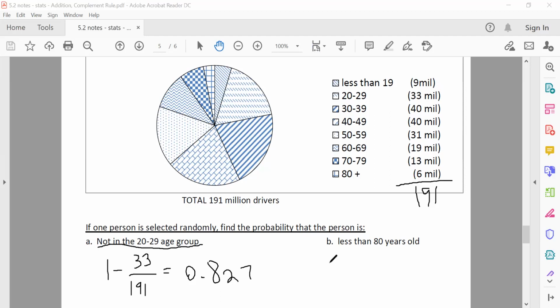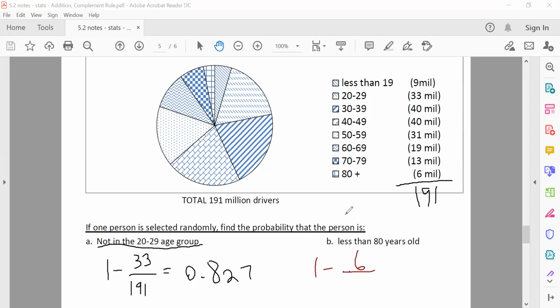If you select one person at random, find the probability that the person is less than 80 years old. So I can either add up everybody who's less than 80, so the 70s, 60s, 50s, 40s, 30s, 20s, and the 19 and under crowd. I could add up all these, or I could just do 1 minus the probability that they are 80 or older, that they are in the 80 plus crowd.